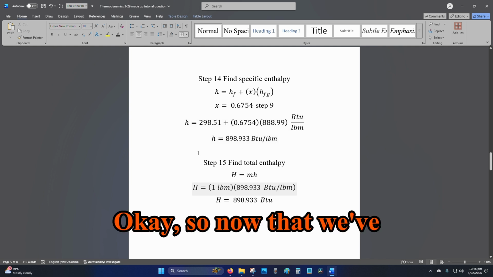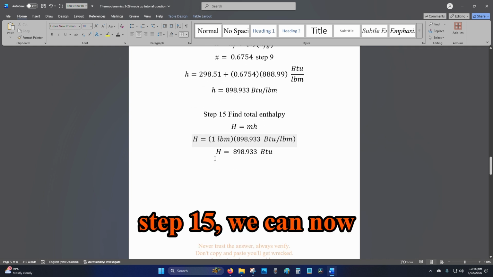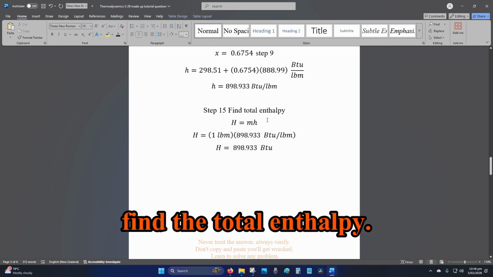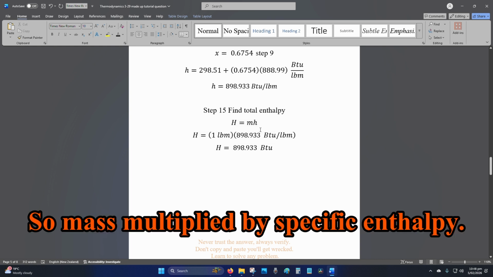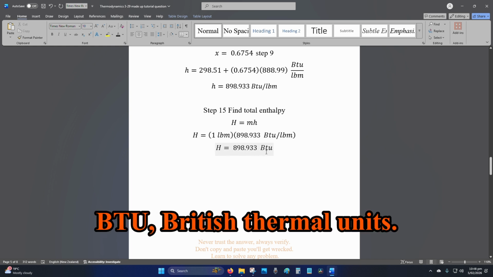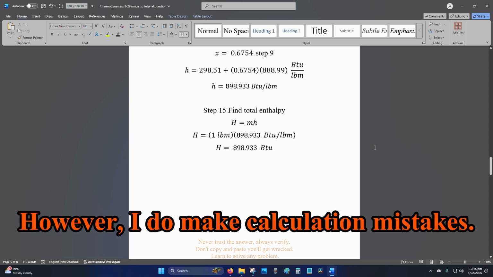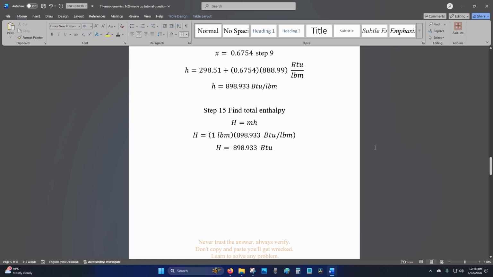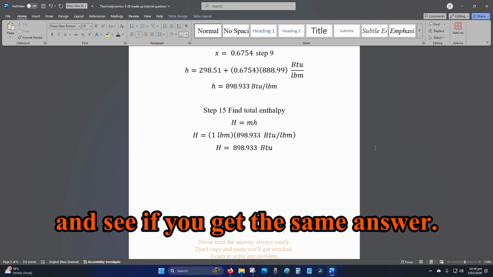Okay, so now that we've got our specific enthalpy, step 15, we can now find the total enthalpy, so capital H. So mass multiplied by specific enthalpy. So we will get 898.933 BTU, British thermal units. Disclaimer, the method is correct, however, I do make calculation mistakes. I encourage you to solve it yourself and see if you get the same answer.